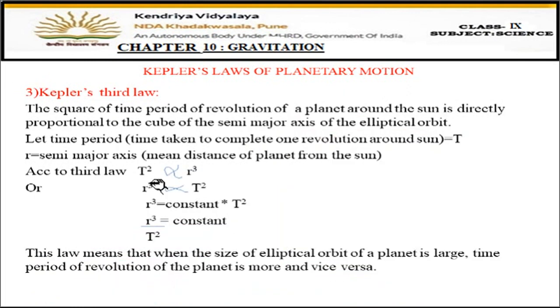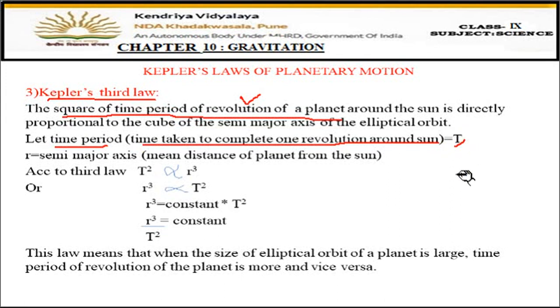Now in the third law, Kepler's third law, see, the square of the time period of revolution of a planet, right? Revolution means completing one round around the sun. That is called revolution. And time period means the time taken to complete one revolution around the sun. Time taken to complete one revolution around the sun is given by capital T.